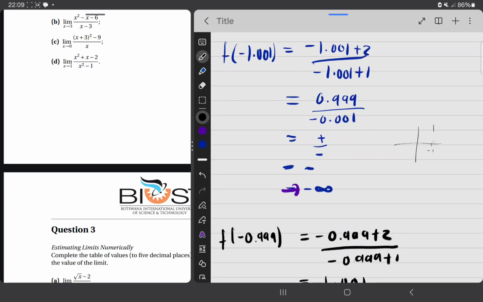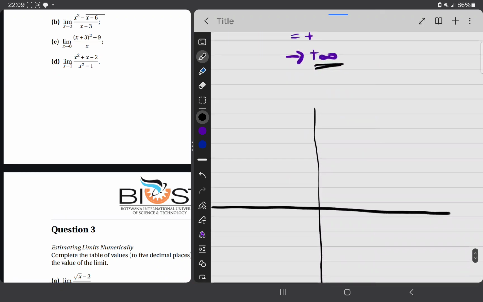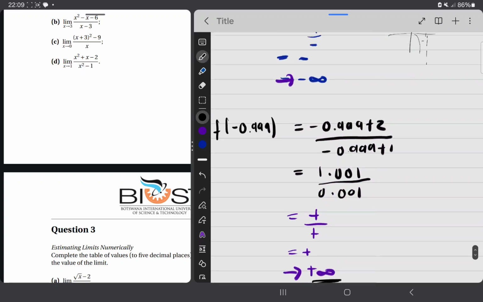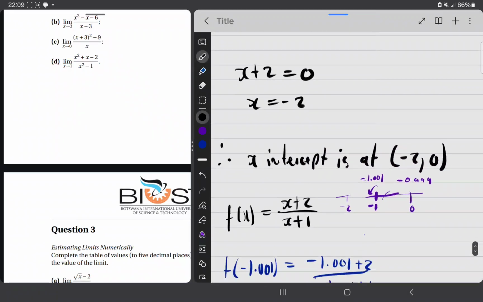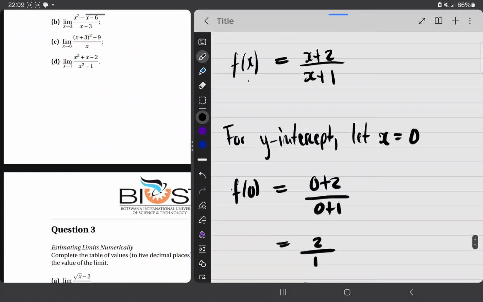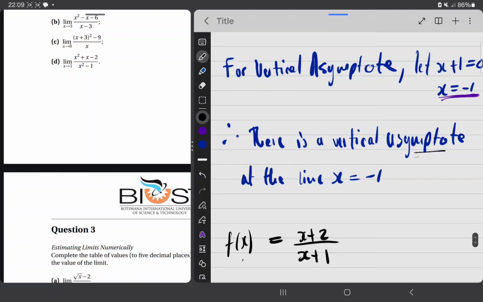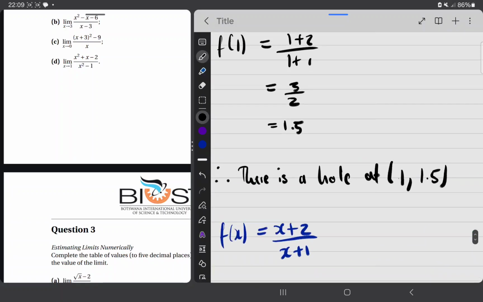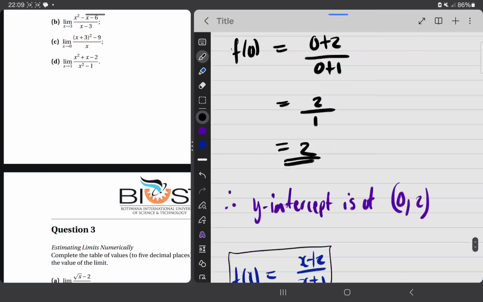Here it is going to positive infinity. Here we saw it is going down to negative. So let's go ahead and put it. We have our negative 1. Our asymptote is at negative 1. Let's put the asymptote. We have a vertical asymptote at x equal to negative 1, and we have a hole at (1, 1.5).